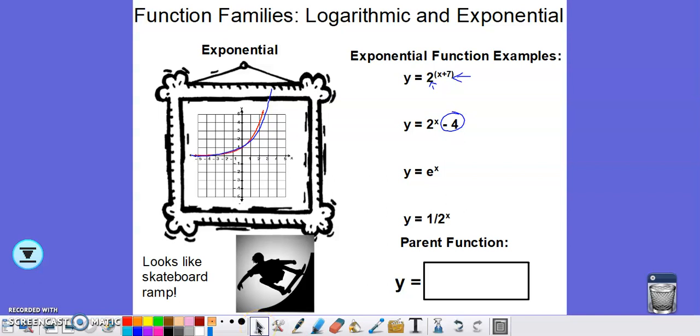All of the functions will be a base to some power. So it's a base number to a power. You might see it as a to the x. So a is your number, x is your power.